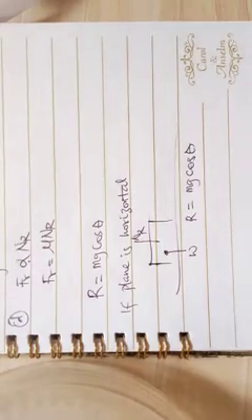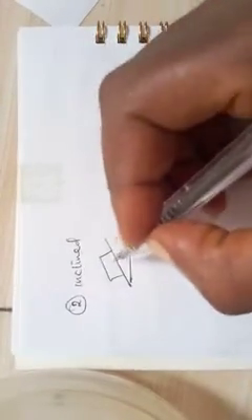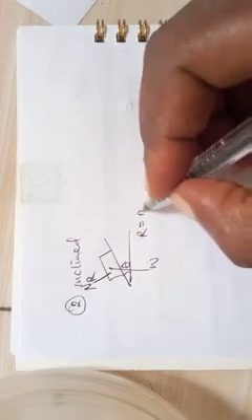So, if the plane is inclined, number two, this is the weight. Now this is the angle theta. The normal goes like this. The normal reaction is this way. Then R is equal to mg cos theta.